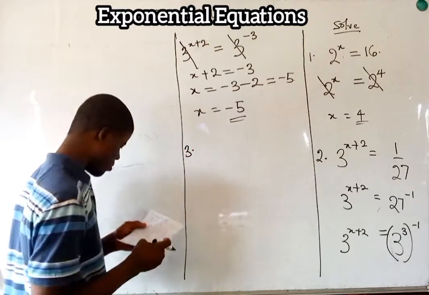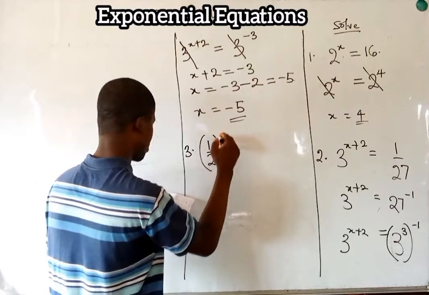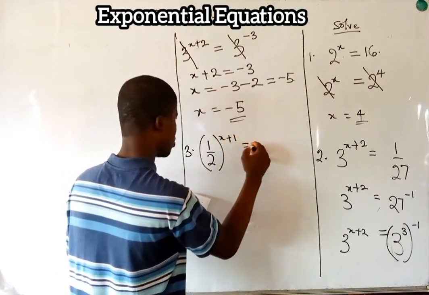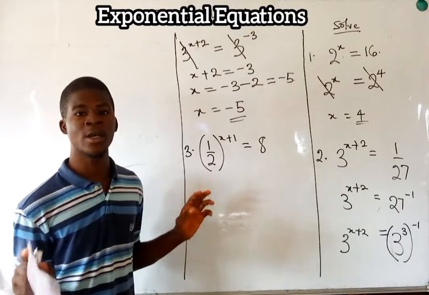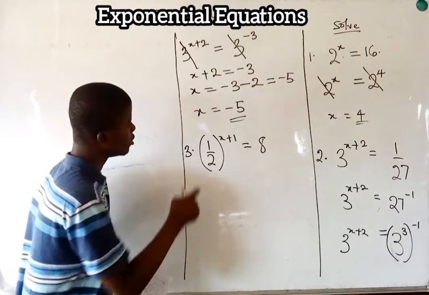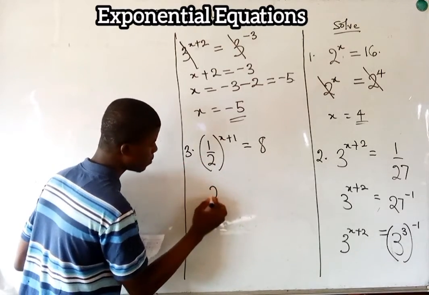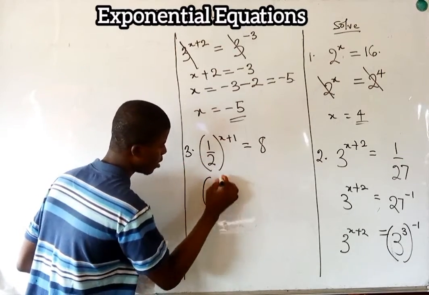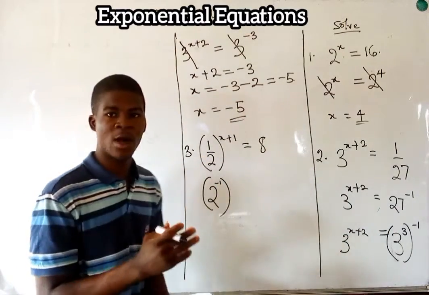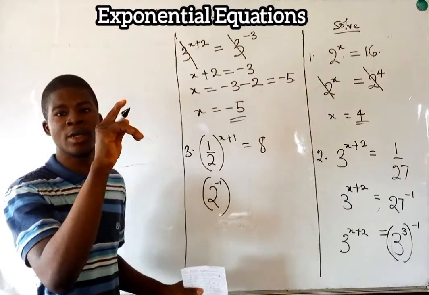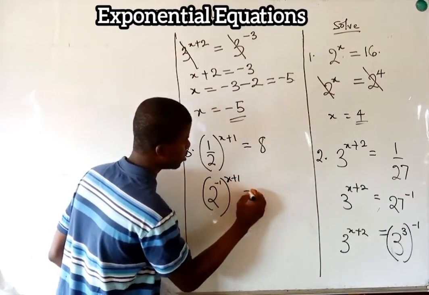Question 3. We have 1 over 2 to the power of x plus 1 is equal to what? 8. Right now, I want to do something very easy and simple. What I'll do now is to first of all eliminate this fraction that I have here. And it becomes 2 to the power of minus 1. Based on what I told you, if you have a fraction, take the reciprocal of the fraction and the index turns to negative. So 2 to the power of minus 1, raised to the power of x plus 1, is equal to what?